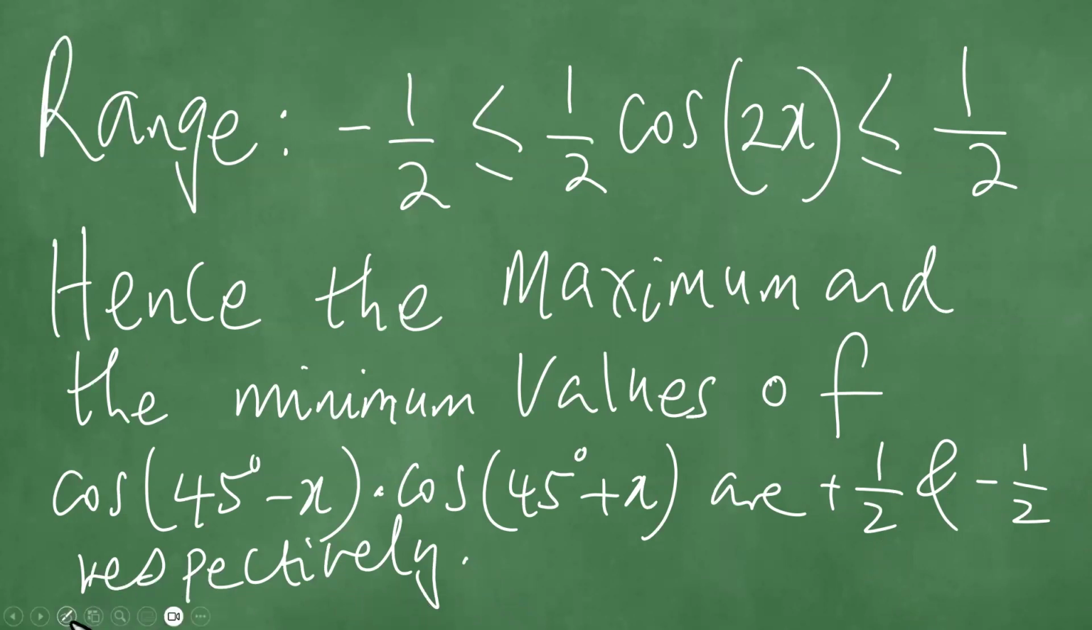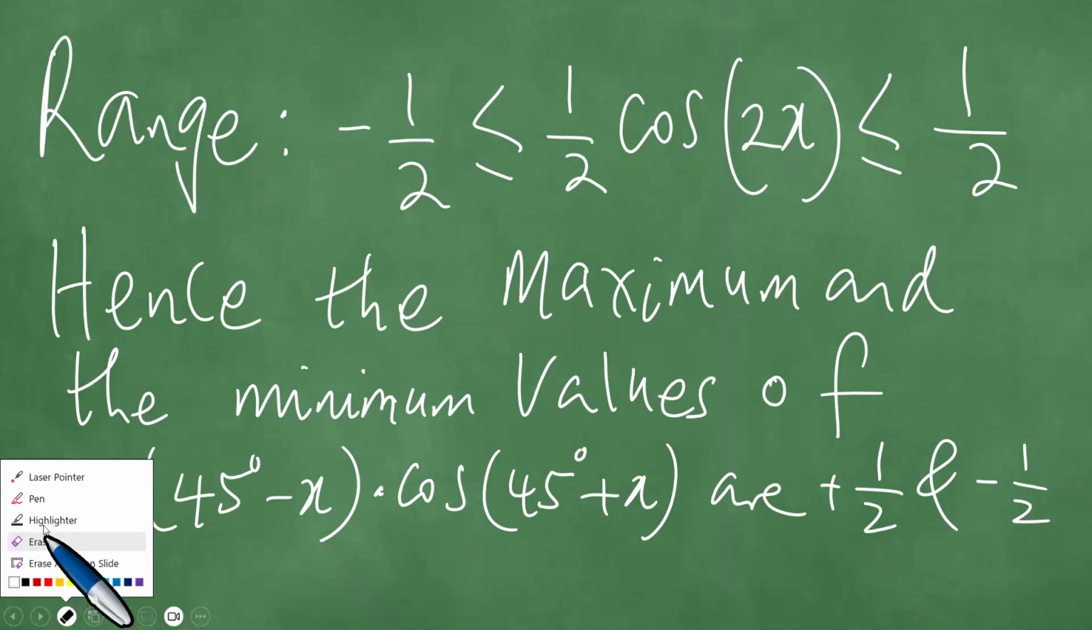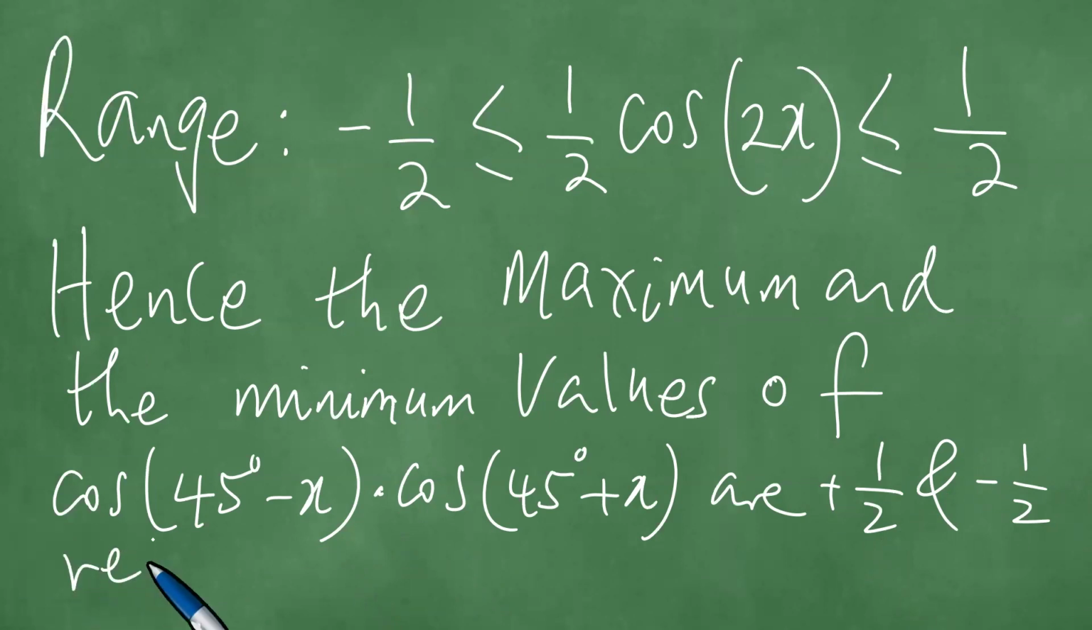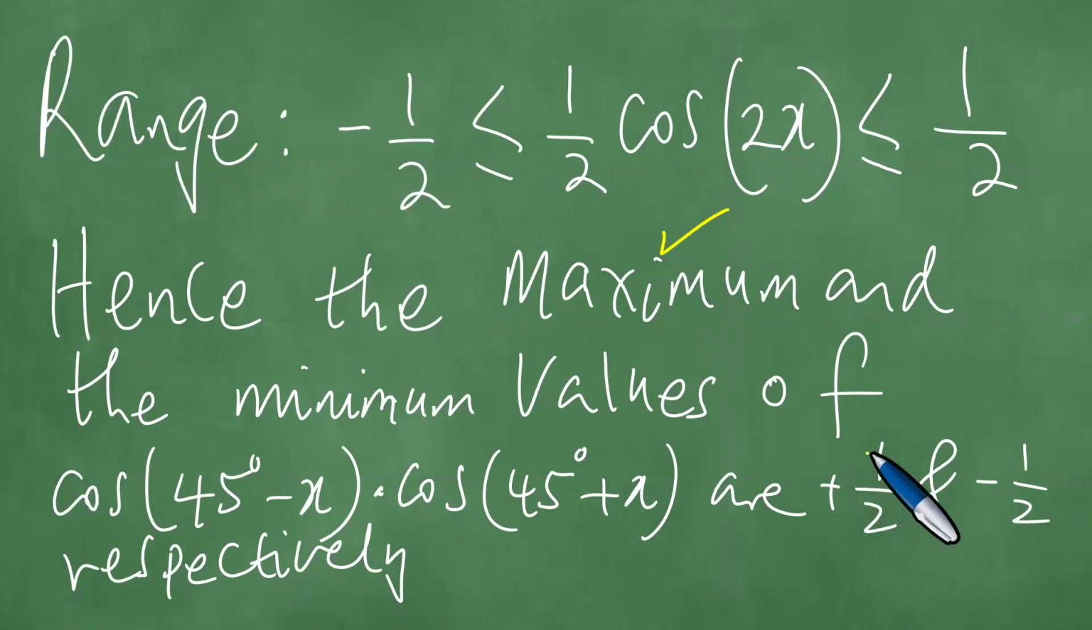So in other words, what we have here is that the maximum and minimum values are as given there, respectively. Okay, as indicated, we need to emphasize the fact that the maximum is 1/2 and the minimum is minus 1/2. Okay, so we have that exactly. So the minimum is minus 1/2, and the maximum is that one there.